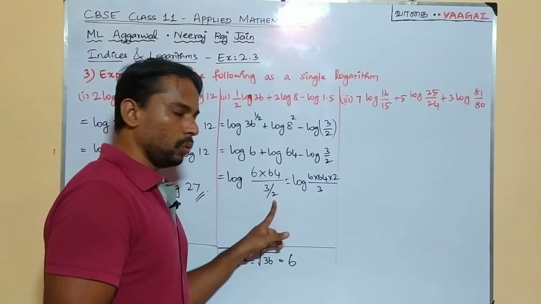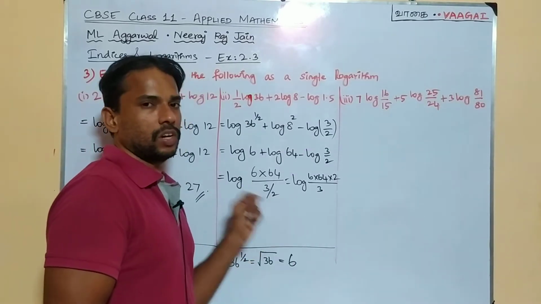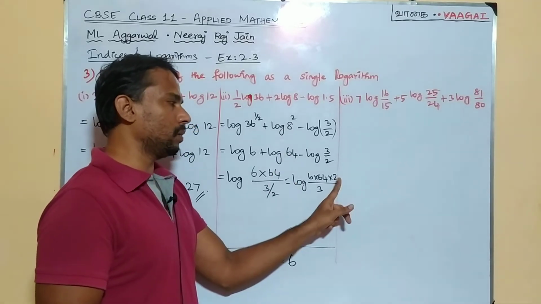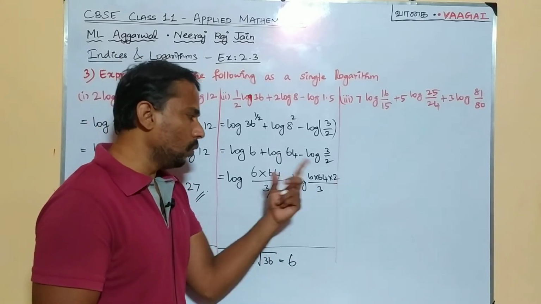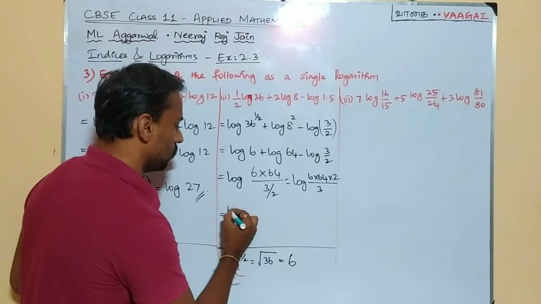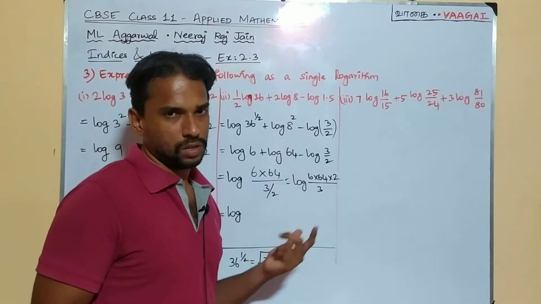So we have 3 by 2. That is, this fraction itself is containing another fraction in the denominator. So this denominator of denominator, this 2 comes up, it becomes into 2. So we will have 6 into 64 into the 2 divided by denominator, we will simply have 3 alone. Okay, that's it. So this will be equal to log of, now all we need to do is we have to simplify this expression.